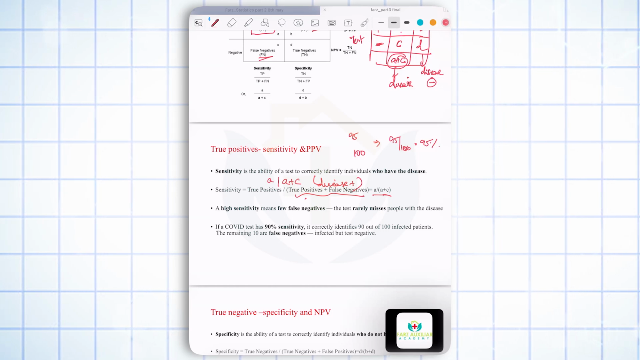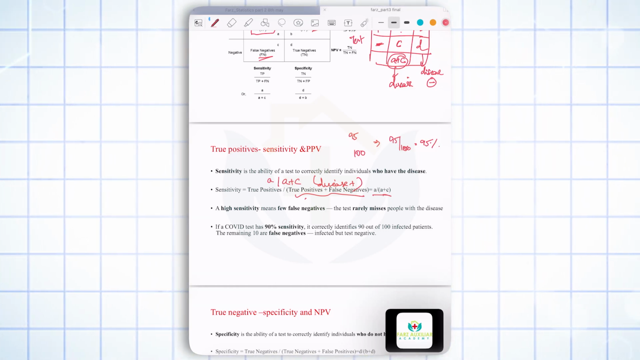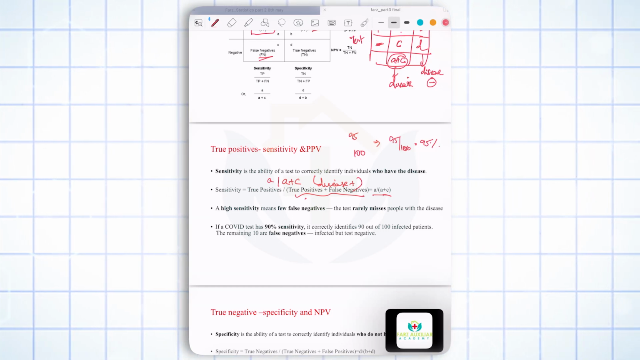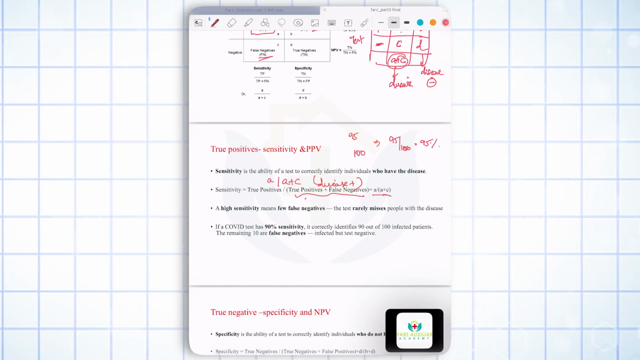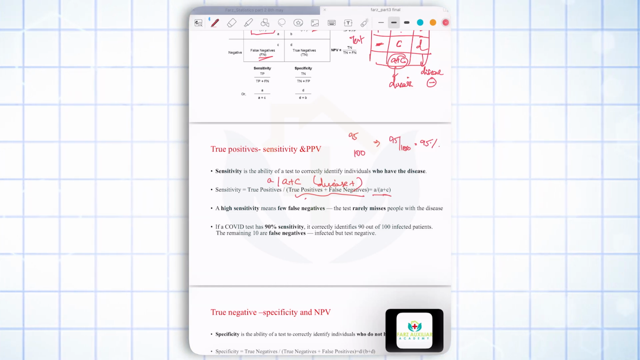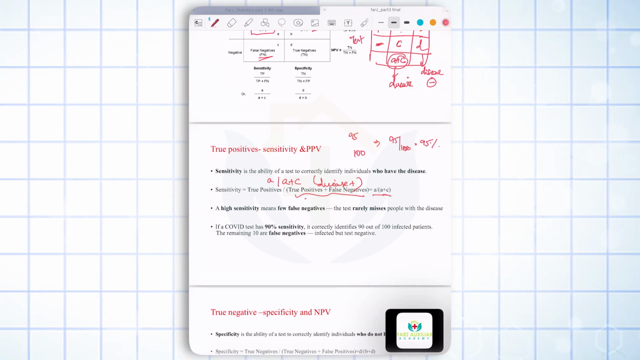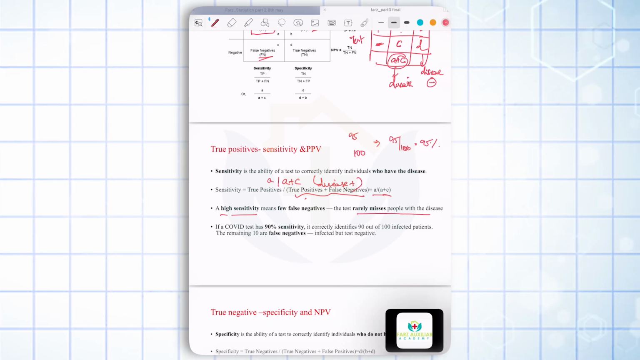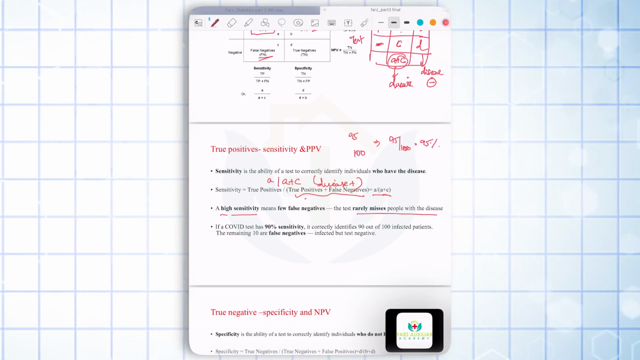When do you use a highly sensitive test? When you don't want to miss out the disease. For example, let us assume that a patient is having myocardial infarction. Now you will choose troponin as a test because it has very high sensitivity and will correctly pick up the patients who have the myocardial infarction. So we will be using a highly sensitive test when we don't want to miss people with the disease, for example troponin in MI. This is just an example.